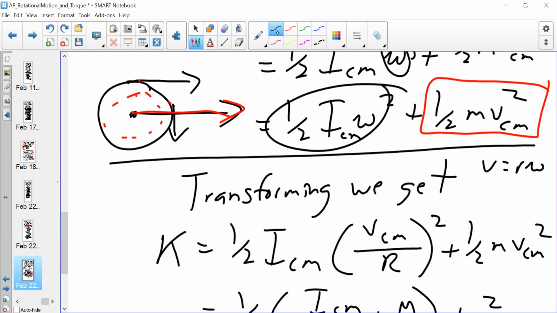And then potential energy is the same thing, mgh. Potential energy is always going to be with respect to the center, as most of these problems will be, in terms of the center of mass of the object.